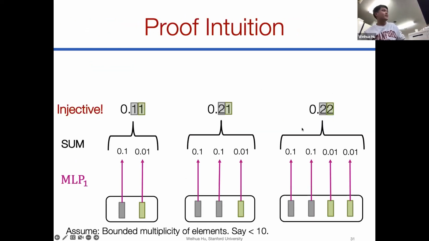That's a great question, and that's why we need this bounded multiplicity of the elements. So we assume if this is, for example, 100, then we can map this into 0.1, this into 0.001. So there's no conflict between different colors. Here I'm just assuming for simplicity that the multiplicity is bounded by 10. So there's no such conflict in this example.